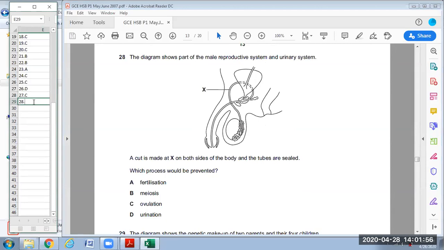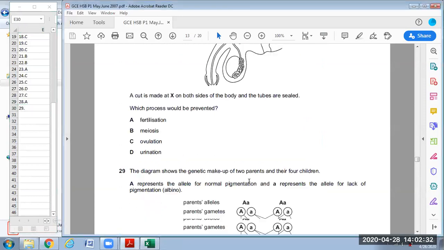The diagram shows part of the male reproductive system and urinary system. A cut is made at X on both sides of the body and the tubes are sealed. Which process would be prevented? A. Fertilization, because if you cut this, that is vasectomy. So therefore, no sperm cell is going to be transported out. So you're preventing fertilization. Very good.